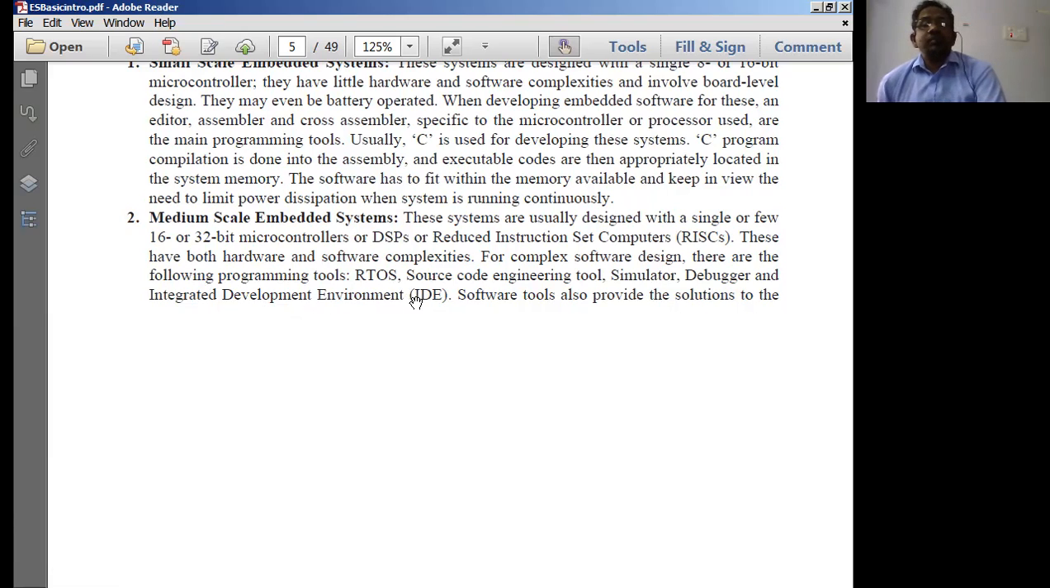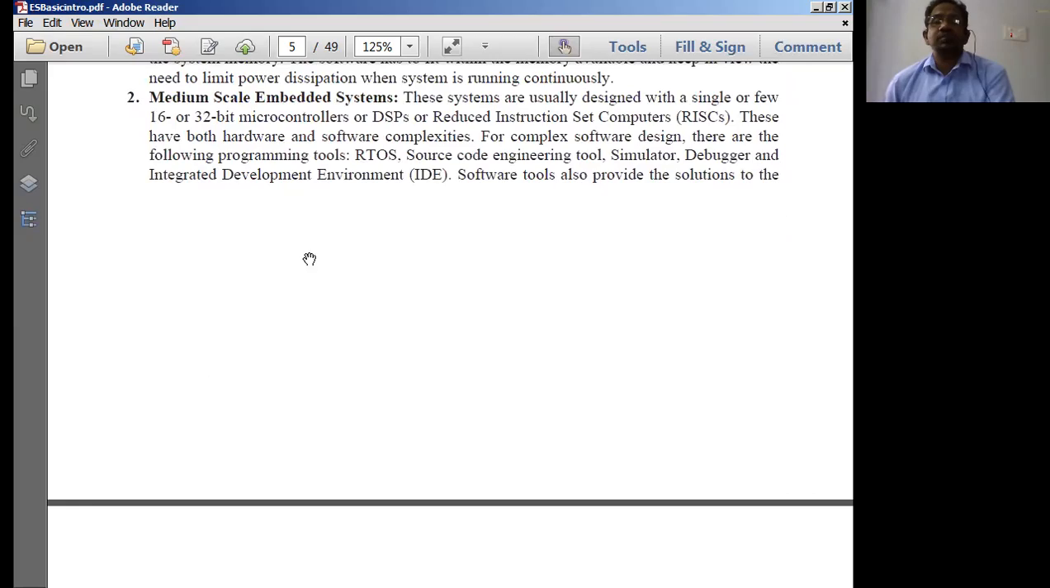Then other tools are going to be source code engineering tools, simulators. Source code engineering tool means what? You have to type the source code, which will be embedded into the embedded system. Then simulators, debuggers, and integrated development environments called IDE tools. So you have to use certain integrated development environment tools because the software is going to be bigger, the hardware is going to be bigger. Therefore, you have to use specialized IDE tools.